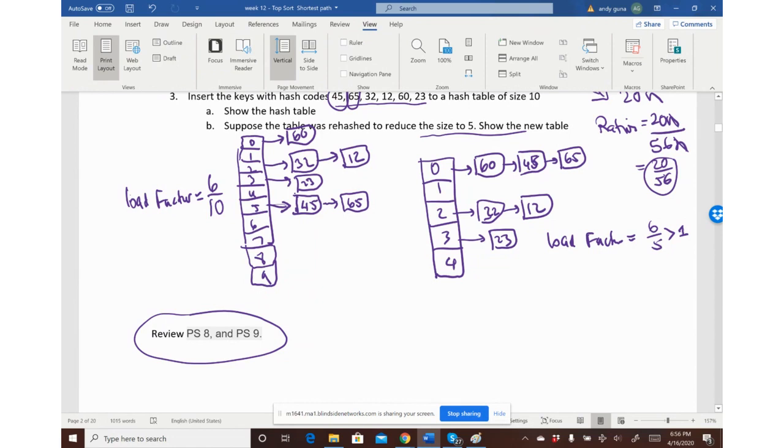Okay, load factor indicates how crowded the table is. So for example, if the load factor is like 10, that means the average chain length is 10. That might be too much because you don't want to spend too much time searching for things.